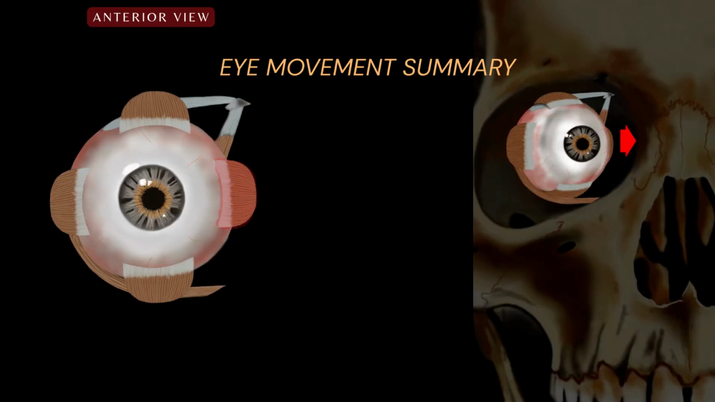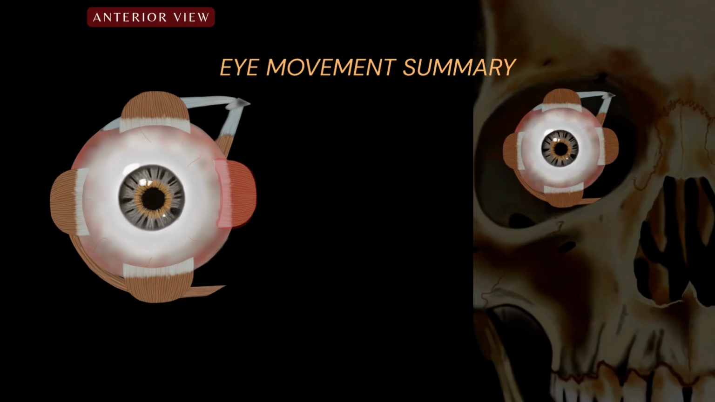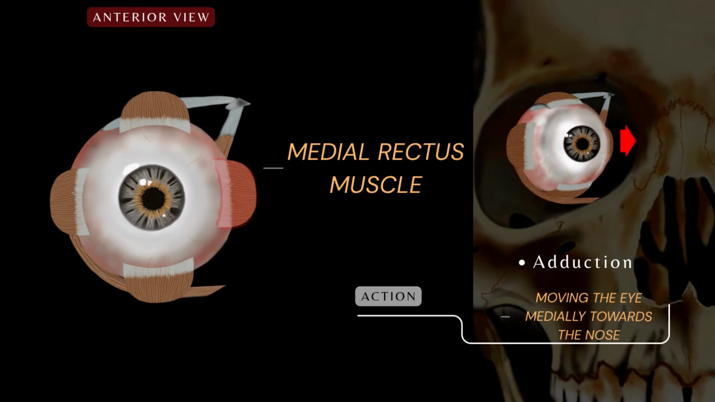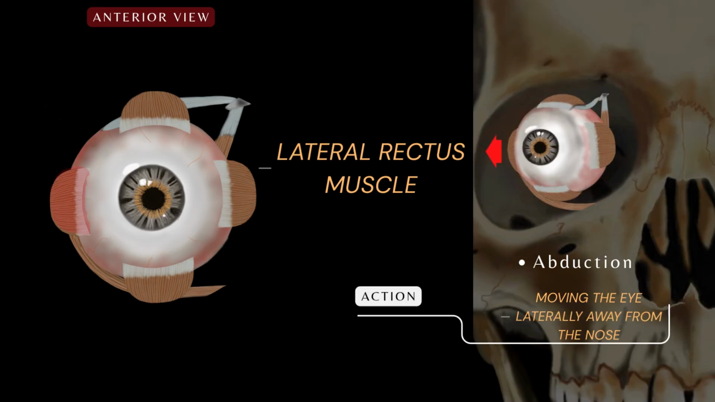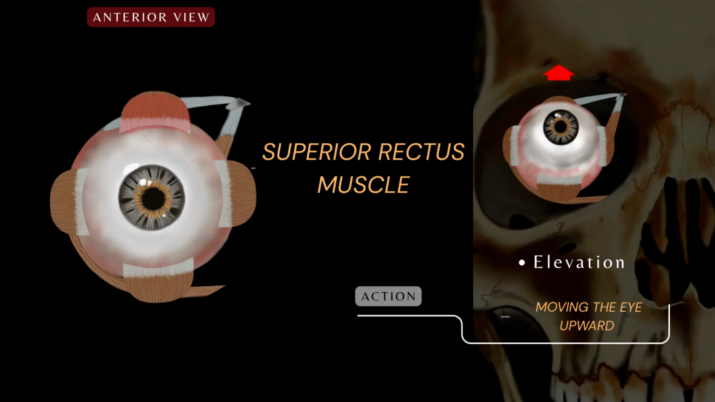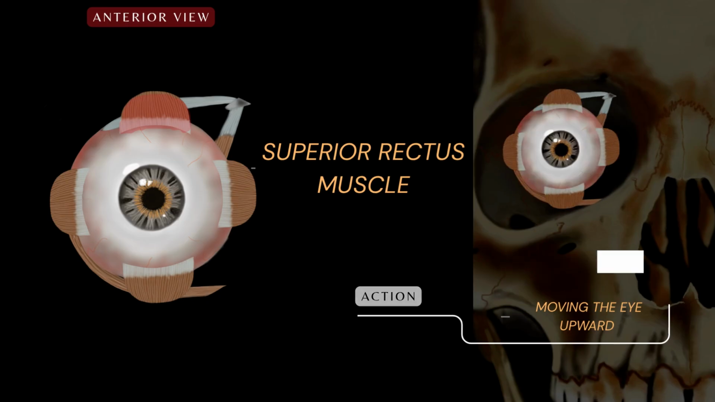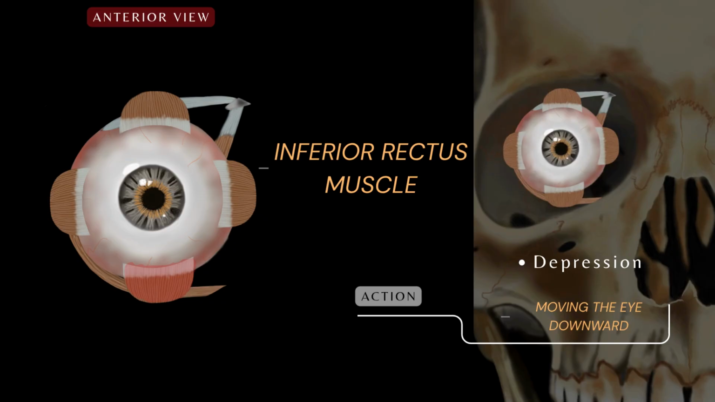Here's a summary of the extraocular muscle movements. Medial rectus muscle adducts the eye by moving it towards the nose. Lateral rectus abducts the eye by moving it away from the nose. Superior rectus muscle elevates the eye by pulling it upward, while inferior rectus depresses it by pulling it downward.